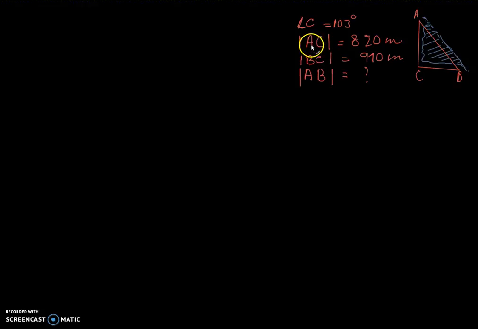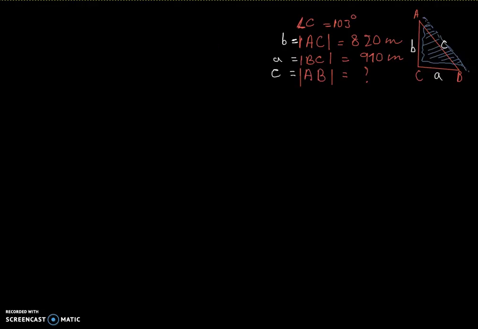So I basically can call this AC, I can call it B. Let me use another color. I can call this small b, I can call this small c, I can call this small a, and then AC would be B, and CB would be A, or BC would be A, and then AB would be small c. So now you need to calculate small c.